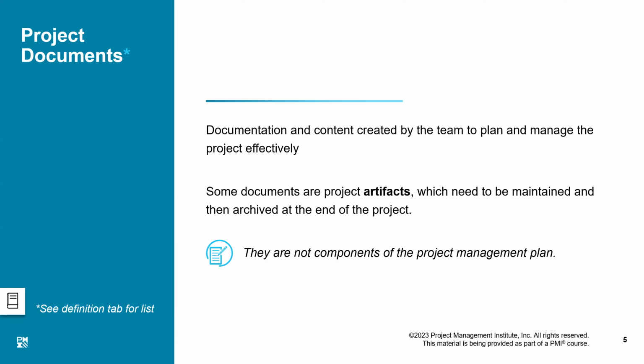So some documents are project artifacts which need to be maintained and then archived at the end of the project. These artifacts we create actually help us reach a conclusion, which is the final project management plan. These artifacts are very helpful to us, but they are not considered part of the project management plan. They are important because whenever we revise or update anything in the project, these artifacts will be updated, and we need to refer back to them. So they are in a separate place. They are placed as project documents, and we may be consulting them as well.